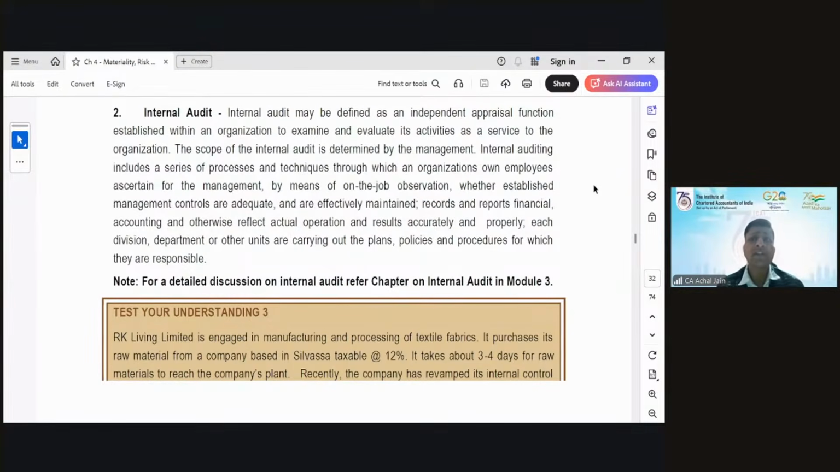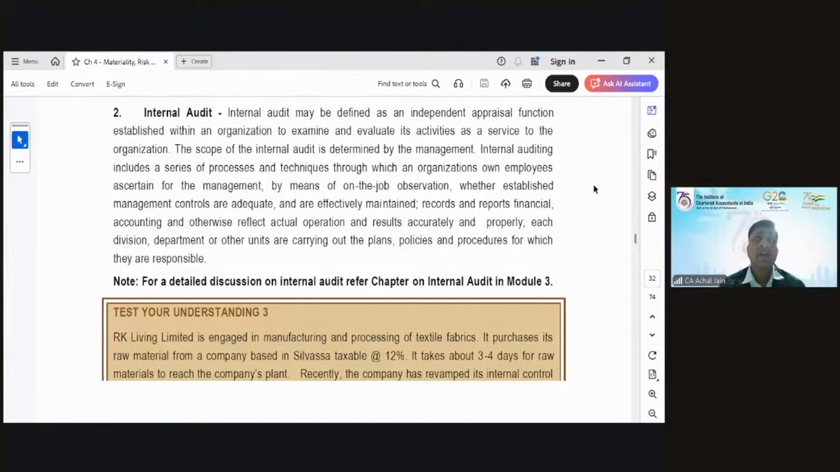As an organization, the management wants to have a system wherein if there are any errors or problems, those are taken care of. They want to strengthen the system. So it's not only about finding the problem, it's also about having a system so that the problems do not arise. There again, this internal audit will help.